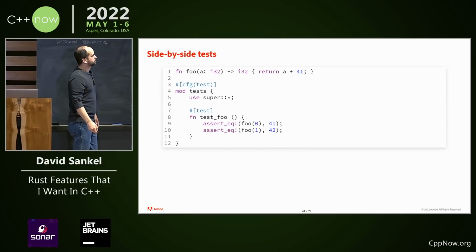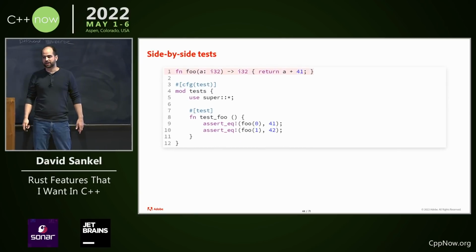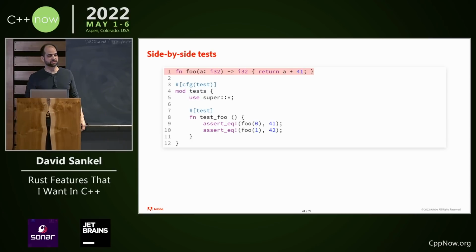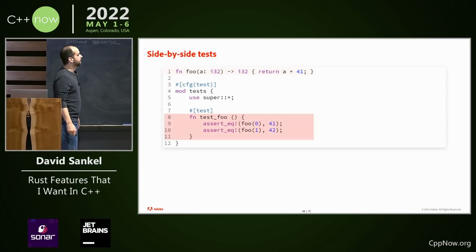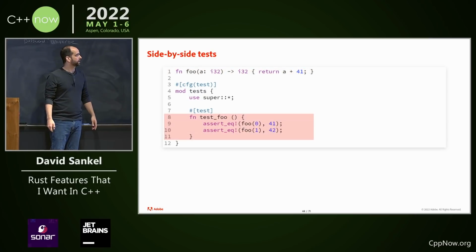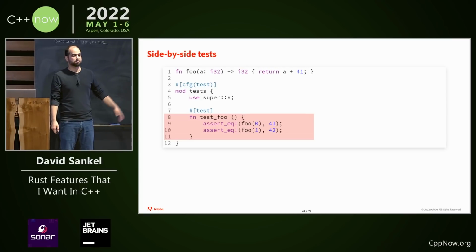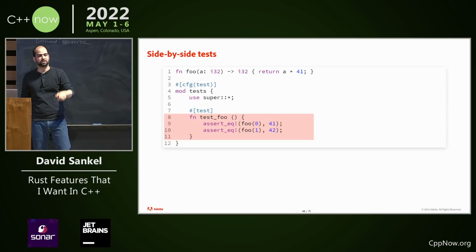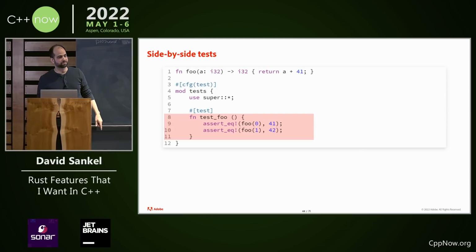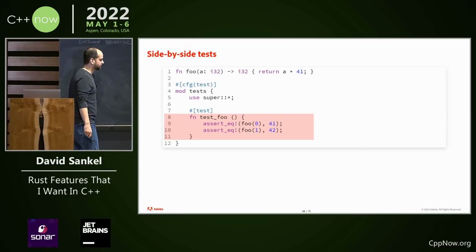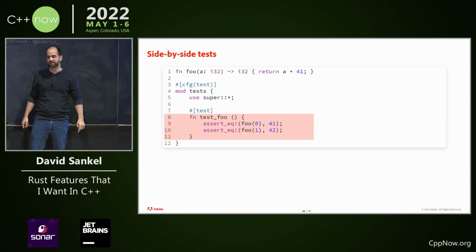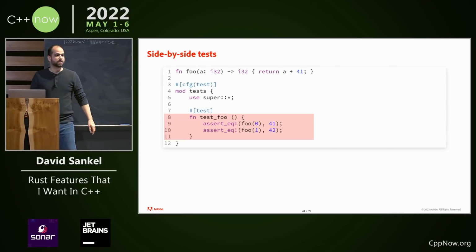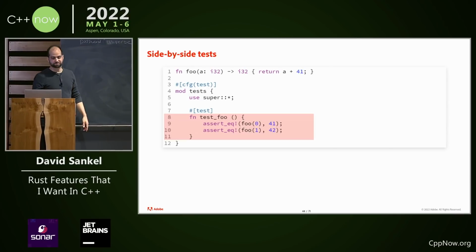Another thing I think that is cool is side-by-side tests. Here we have a function foo that just adds 41 to A, and here we have the test for it. So what? But the thing is, this is in the same file. I have the function, and then I have the test in the same file. The comment was, I have seen at least one C++ library that has done this. I have two, and we'll talk about the gap.